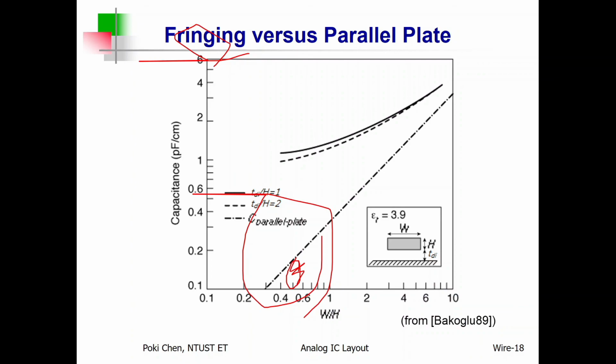And for process evolution, as you can see, the width of the metal line becomes smaller and smaller than before. Then it means fringing field becomes much more important than parallel plate capacitance. Got it? You must be very careful. It is really harmful for wires, but it is really good for capacitors.